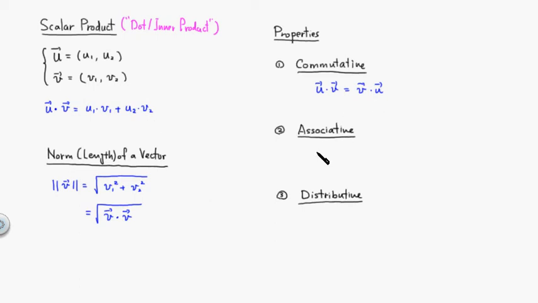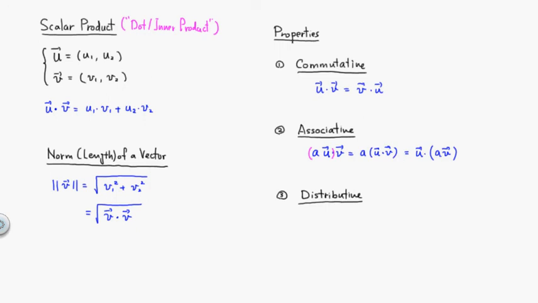Associative. Let's say you have a constant a times u dot v. We can do a times u first, then do the dot product, which is the same thing as doing u dot v first, then multiplying by a. You can actually place a anywhere you want. So you can do u dot a v. All three are the same thing.